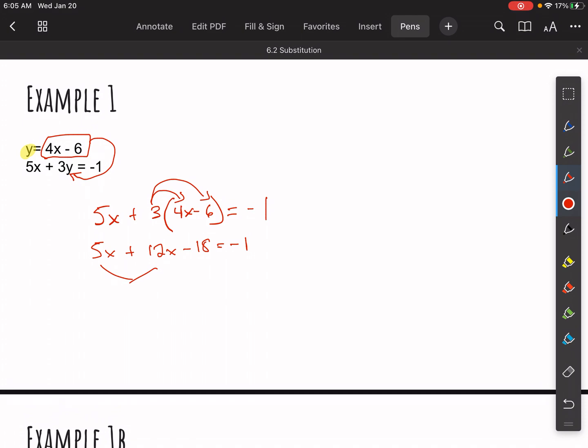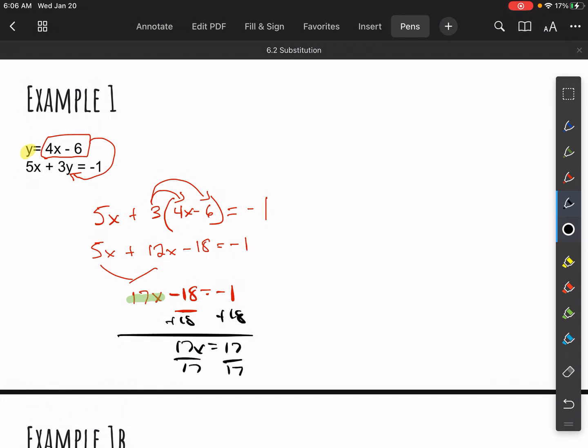So let's get the x's together. If you have 5x's and you add it to 12x's, you're left with 17x's. Minus 18 is equal to negative 1. Now I want x by itself, so I'm going to get rid of this 18. I want to get this x term alone so that I can divide by 17, the final step. So I'm going to add 18 to both sides. And then I'm left with 17x is equal to 17. Divide both sides by 17 to get x by itself. And now we have x is equal to 1.